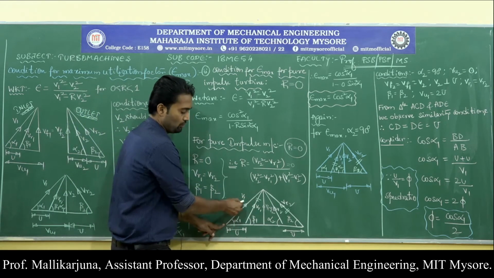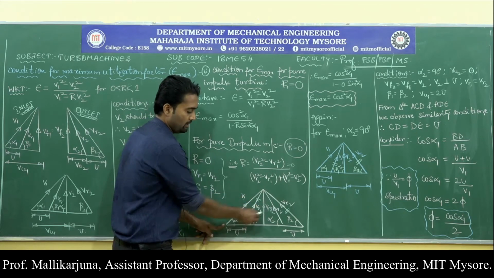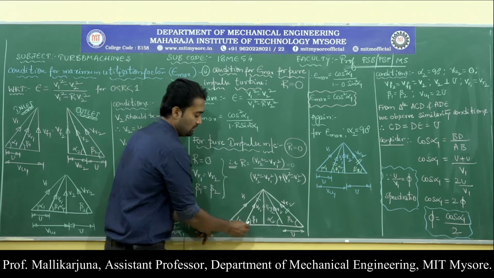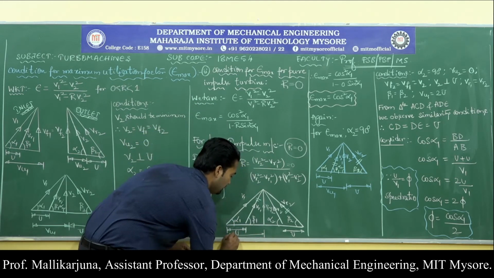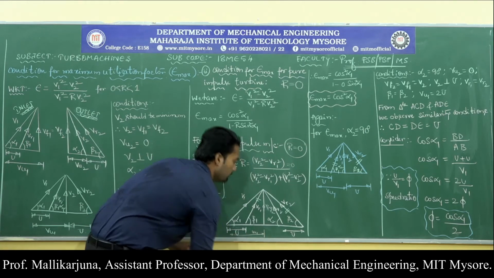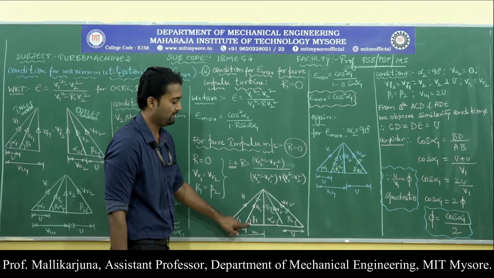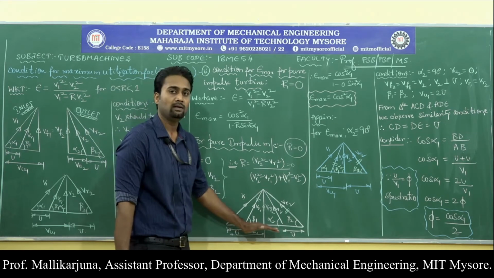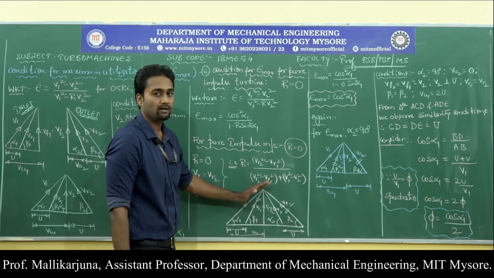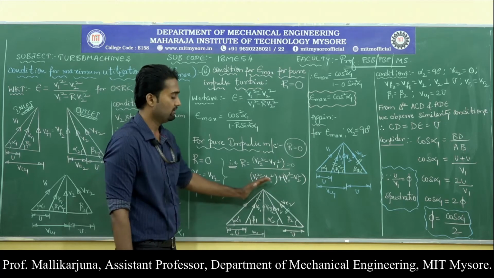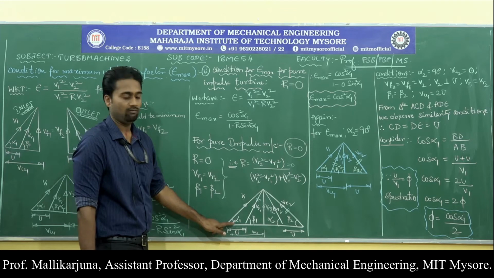This is the absolute velocity of the fluid, and it has been resolved into two components, flow velocity as well as Vu1. From here to here we have the tangential velocity component, which is Vu1, and this is the relative velocity. The angle made by the relative velocity with respect to the blade speed is beta 1, and this is the nozzle angle, the angle at which the fluid strikes the blades of the turbine, which is alpha 1.